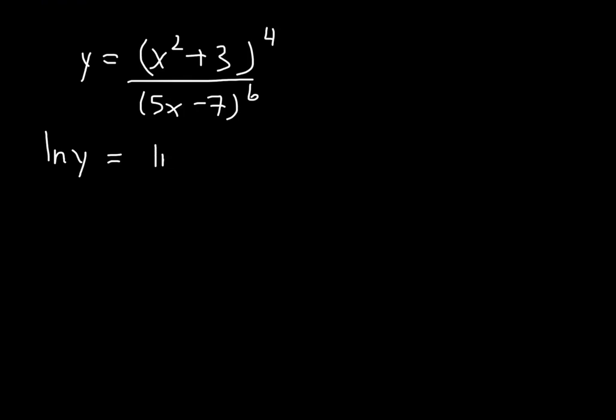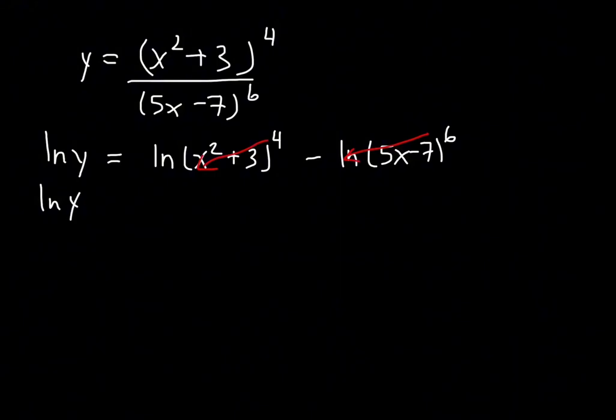So this will be ln of x squared plus 3 raised to the power of 4 minus ln of 5x minus 7 raised to the power of 6. And I can further simplify it, so I'll bring the exponent down. So we have ln y is equal to 4 times ln of x squared plus 3 minus 6 times ln of 5x minus 7.